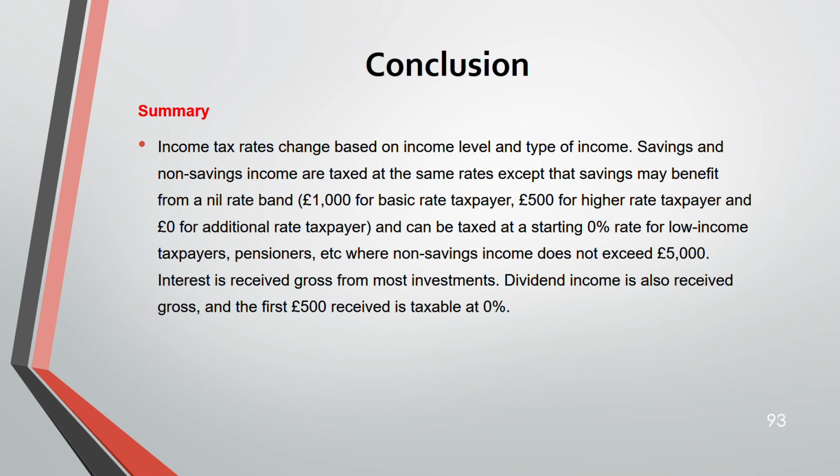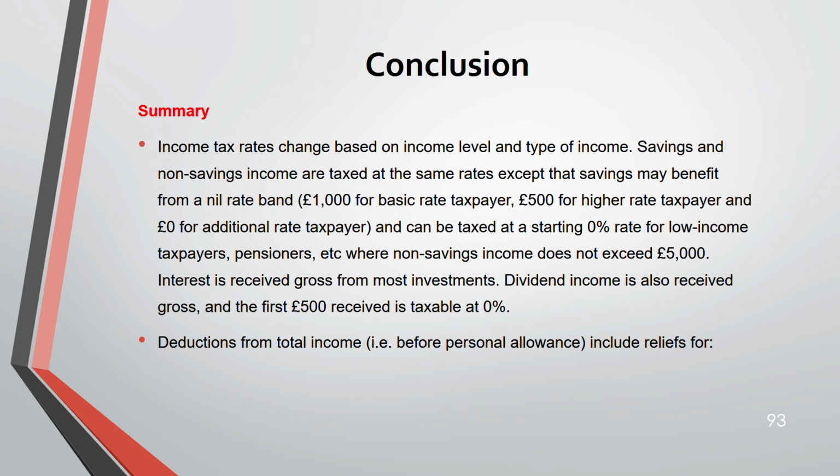And your interest, that is your savings income, is received gross mostly, so you don't have to worry about it. And dividend also gross, all the gross income only you put in that column: non-savings, savings, dividend, all gross income. And dividend income, by the way, the first 500 of your dividend is always taxable at 0%. This is known as the dividend nil rate band.